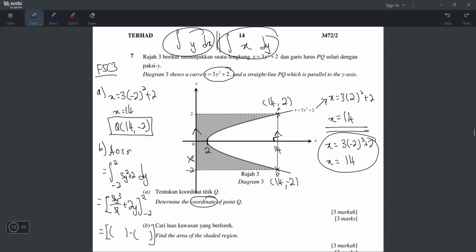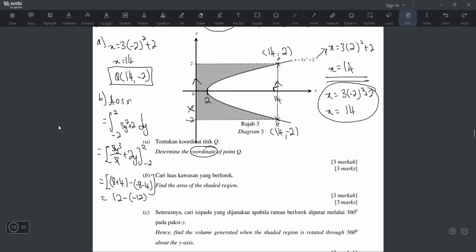And then in the middle here, you have to minus. Okay, substitute 2 first. 2 power 3 is 8. And then substitute 2 here, plus 2 times 2, plus 4. And then substitute negative 2: negative 2 power 3 is negative 8, and 2 times negative 2 is negative 4. Now you get 12 minus negative 12. And what is 12 plus 12? 24. And this is area, right? So we write units squared. Okay, this is the B answer. The area of the shaded region is 24.